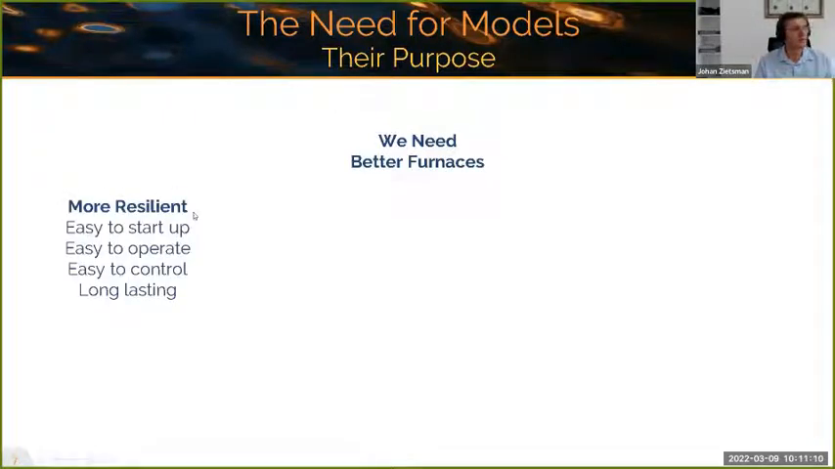So the furnaces need to be more resilient. We have to know that we will be able to reliably start up a furnace. They should be easy to operate. Some furnaces are really, really difficult to operate, but we do believe we've seen in Xmente that you can design the process in such a way that it becomes more robust. That is not, as a rule, being done at the moment. Also, it needs to be easier to control. That's also the process dynamics of the process you can decide on ahead of time so that it becomes easier to control. And of course, we also want the furnaces to last longer.